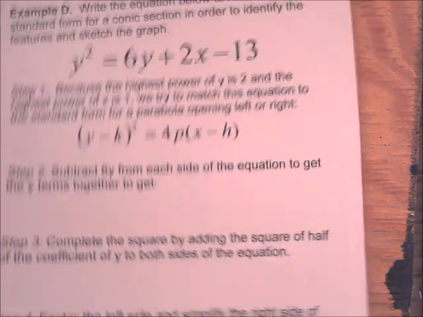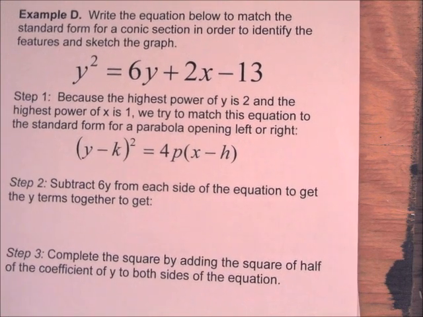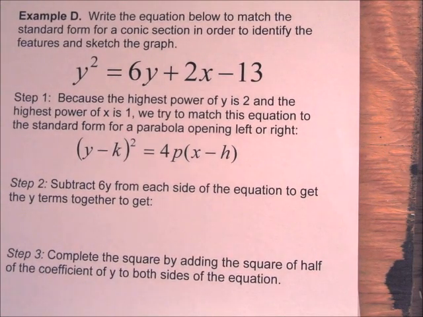Okay, so next example, this equation here, we have a y squared but no x squared, so this is going to be a parabola. If only one of the letters is squared, it's a parabola. This parabola is going to open left or right because you have the y squared. If you have an x squared but no y squared, then the parabola opens up and down.